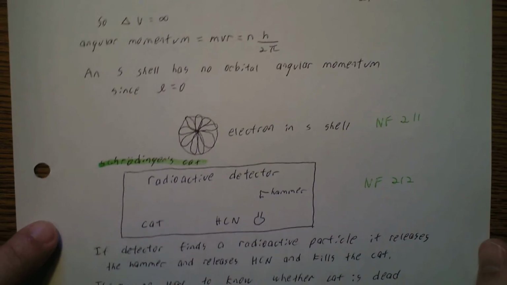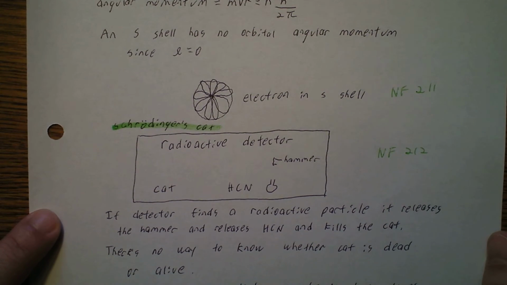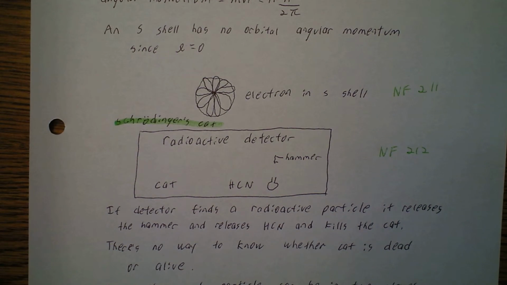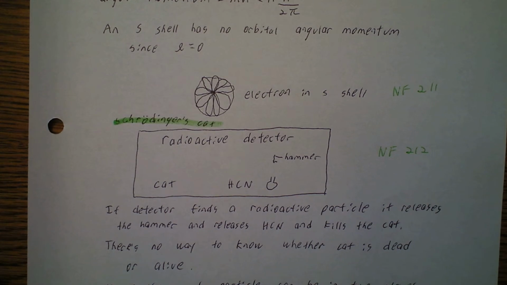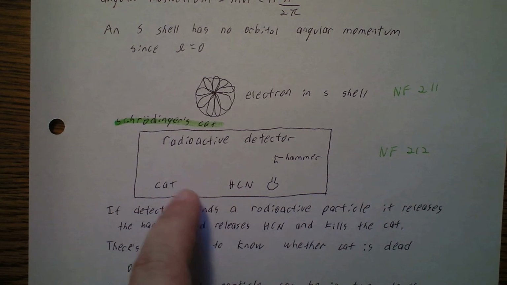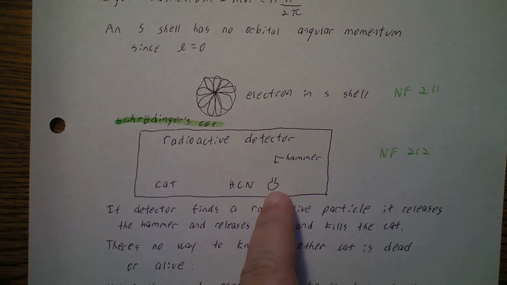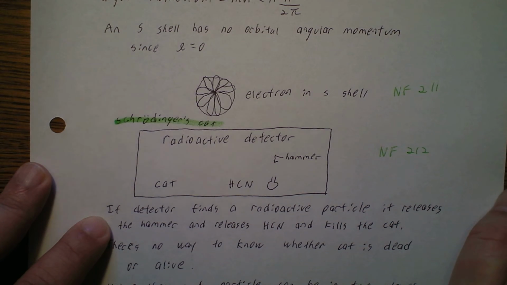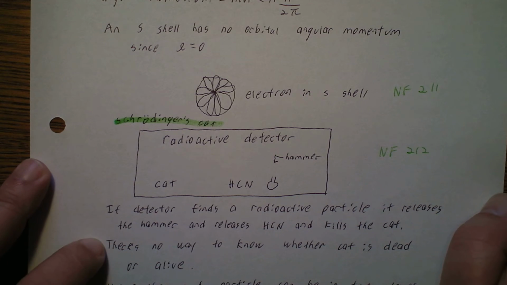So now let's talk about Schrodinger's cat. So we have a radioactive detector here. And we have the cat over here. We have a hammer that's going to break the ampule with hydrogen cyanide gas in it. So if this detector finds a radioactive particle, it releases the hammer and releases hydrogen cyanide, kills the cat.